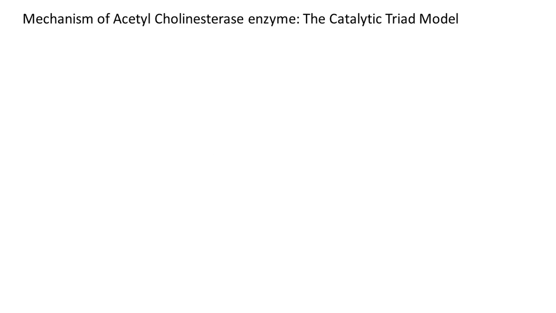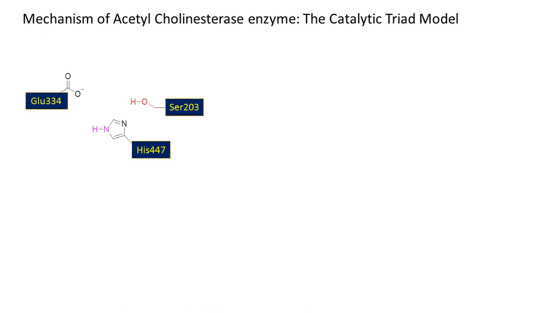The mechanism of acetylcholinesterase enzyme, the catalytic triad model. As I told you, acetylcholinesterase enzyme belongs to the serine esterase enzymes. Serine esterase enzymes contain three amino acids in the active pocket. One is glutamic acid, the second one is histidine, and then serine. Instead of glutamic acid, sometimes aspartic acid will also be there, but here in acetylcholinesterase enzyme we have glutamic acid.